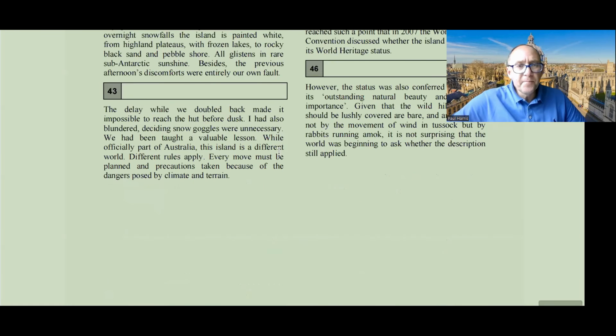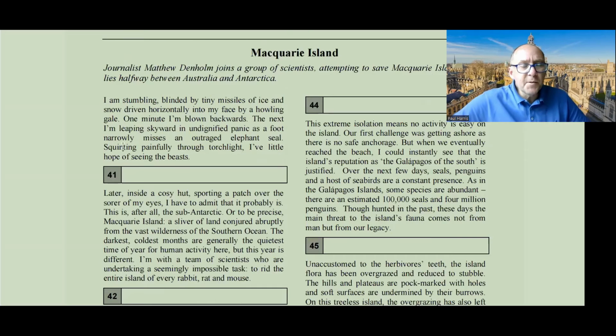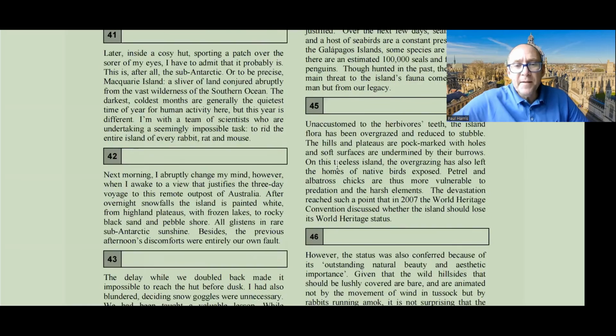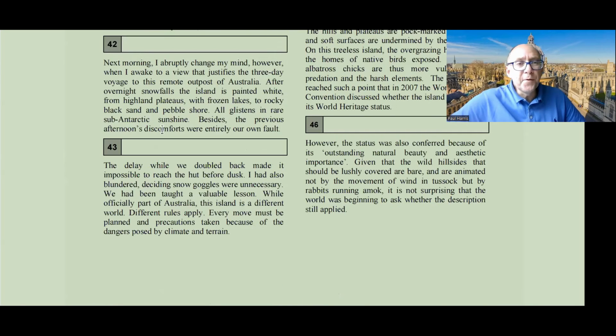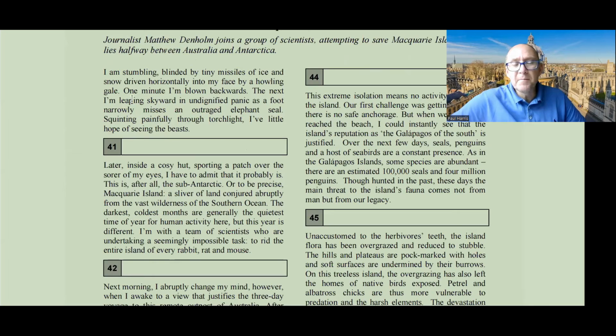If we go back, we have this sentence here: squinting painfully through torchlight, I've little hope of seeing the beasts. And the beasts here refer back to the elephant seal, and this may well fit with "they" and "their". If they're indistinguishable from the rocks, probably it's because he can't see very well. And if it's nighttime and he's using a torch, they're going to be difficult to find on the ground. He then talks about jumping. We had reference to this before because we had him leaping skyward. So we've got quite a few things here which are starting to connect together.